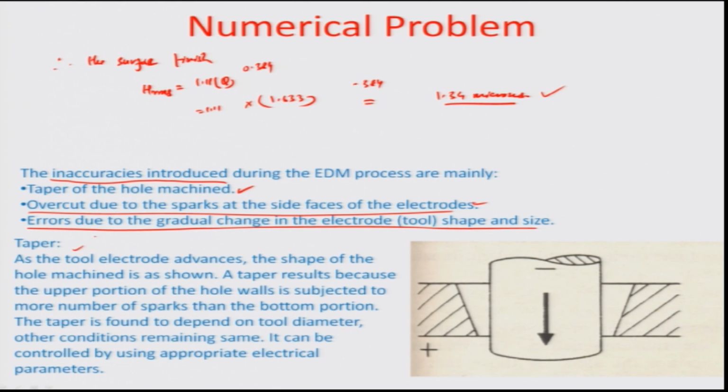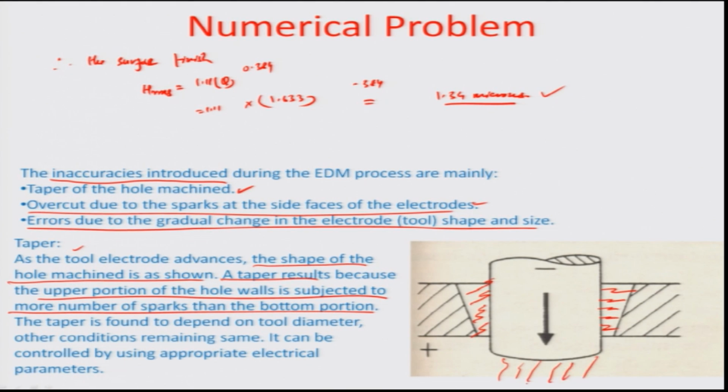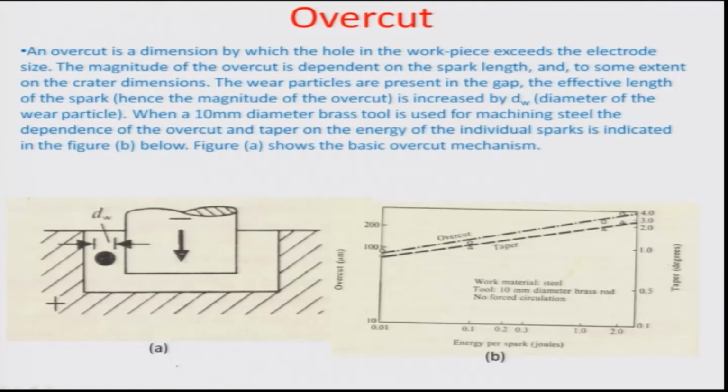Taper, for example. So, as you can see here, as the tool electrode advances, the shape of the hole machined is like a taper, okay. And taper is because the upper portion of the hole walls is always subjected to more sparks than the bottom portion, obviously because the tool sides are also generating sparks in comparison to the tool faces. So, you could control this by using appropriate electrical parameters and also insulation at times if you want to avoid the taper.